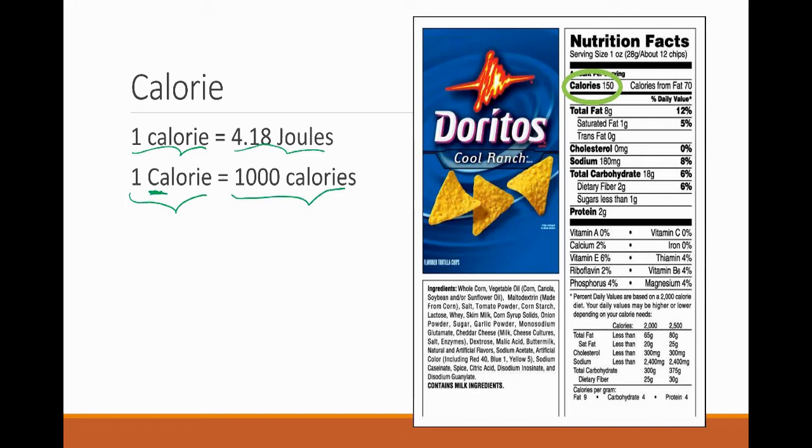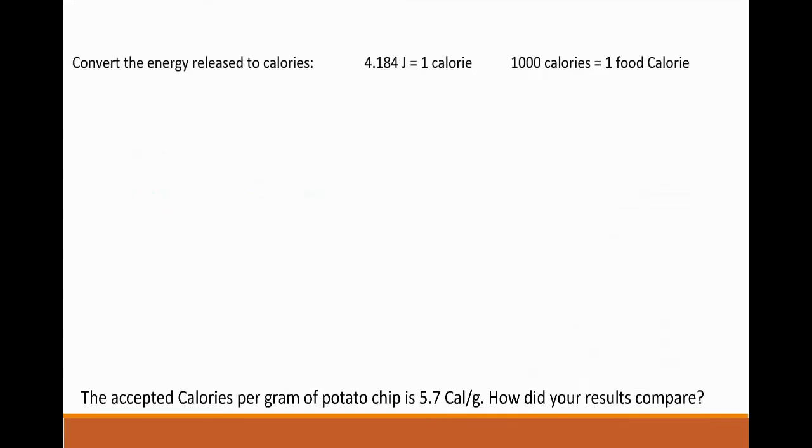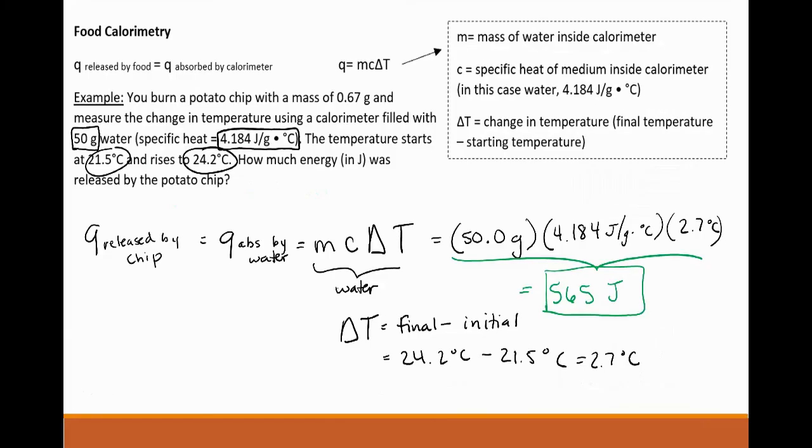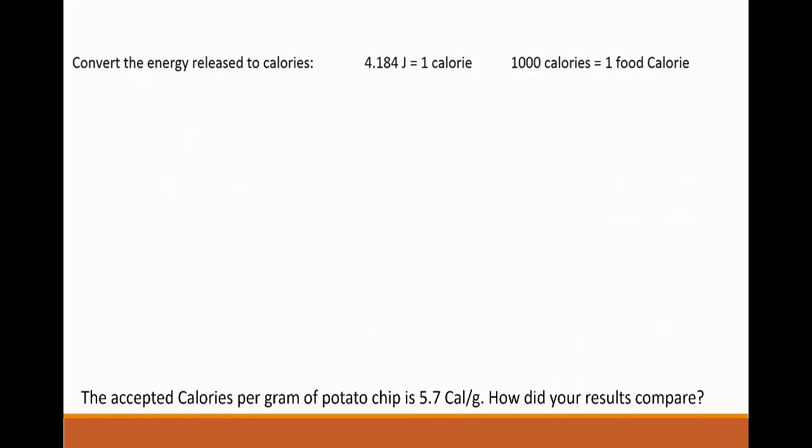So it's really like a kilocalorie, okay? And so what we're going to have to do is set up a little conversion. In joules, we started with 565 joules, and we want to get it all the way to big food calories. So our first step will be to use our conversion factor to go from joules to just normal small calories. It takes 4.184 joules to equal 1 normal small calorie.